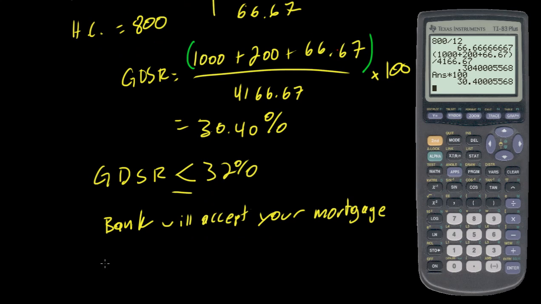You would just want to say, since GDSR is below 32%, that's your justification. All right, and that will end this one off with the GDSR question.